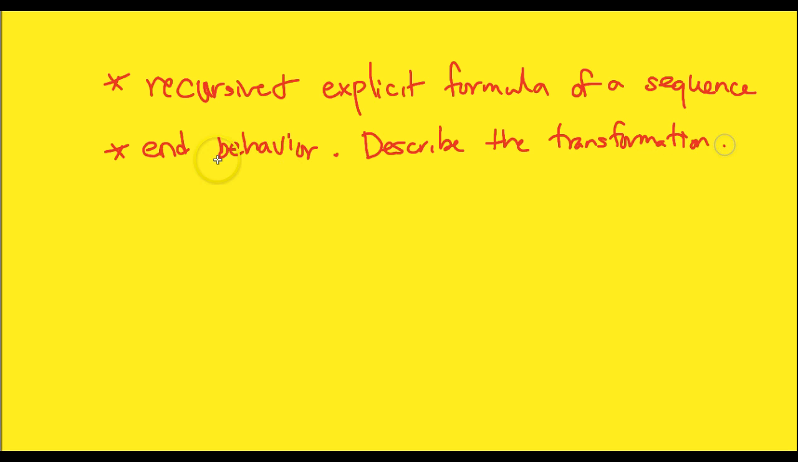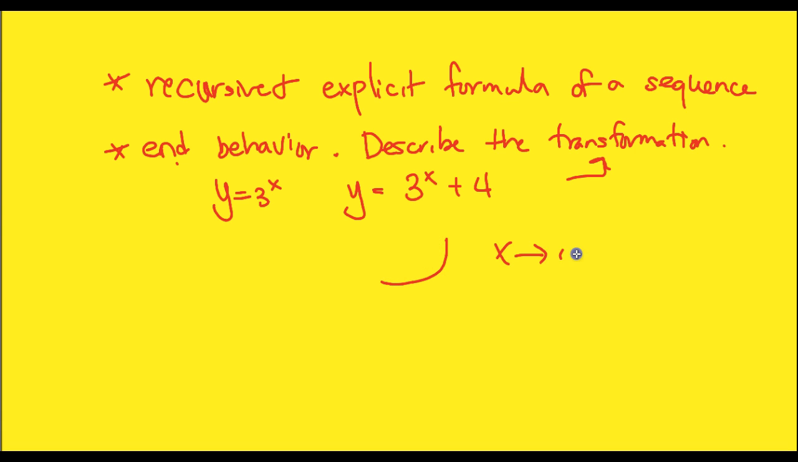This is kind of like I give you two equations. Y is equal to 3 raised to the x power. Y is equal to 3 raised to the x power plus 4. Then you got to tell me, oh, the graph went up by 4. That's the transformation. And then the end behavior is, if you graph it, it looks like this, right? So you have to say as x goes into infinity, y goes into infinity. As x goes into negative infinity, y goes into 0. So this would be a good example.